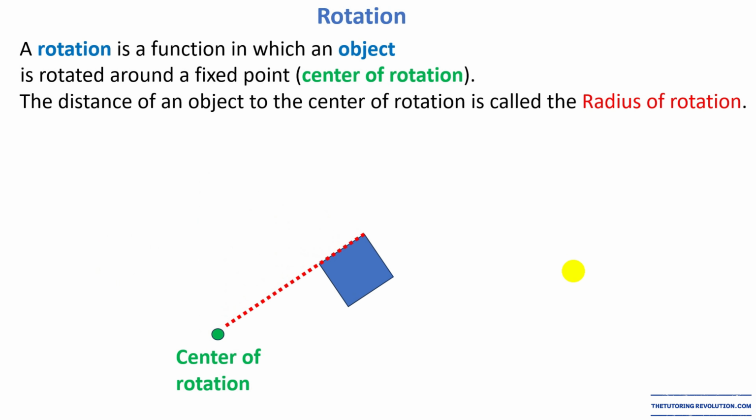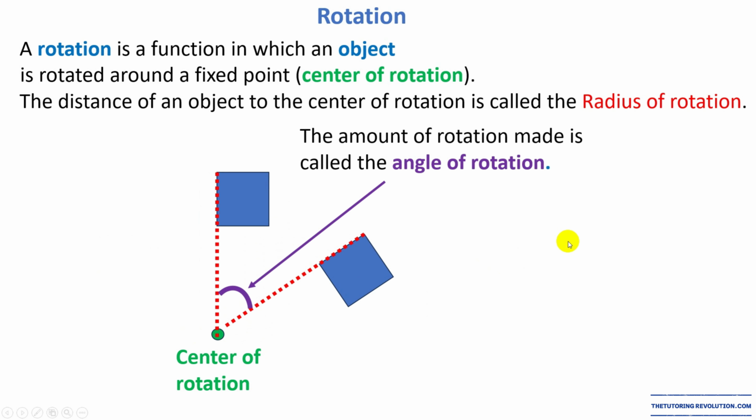So we see how the object gets rotated around this center of rotation. The amount of rotation made is called the angle of rotation.